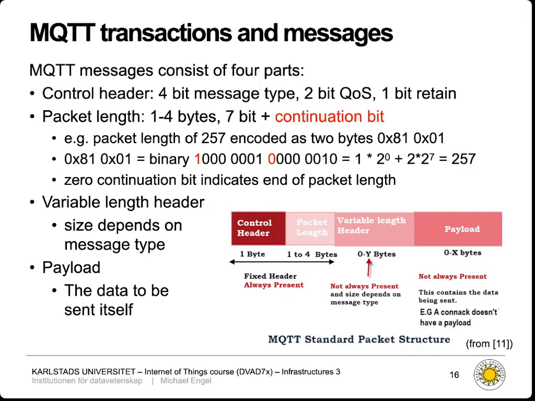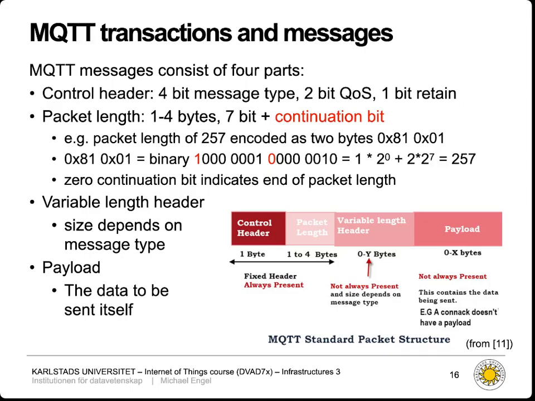So here's an example. If we want to transmit a packet of 257 bytes, then we need to encode the length as 2 bytes, and these 2 bytes would be 0x81. As we see on the right-hand side, this would indicate a binary 1 plus a continuation bit, and then the next 7 bits indicate that this is 256. So this would be bits 8, 9, 10, and so on.